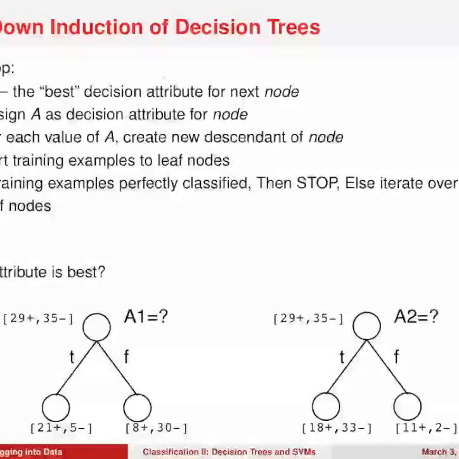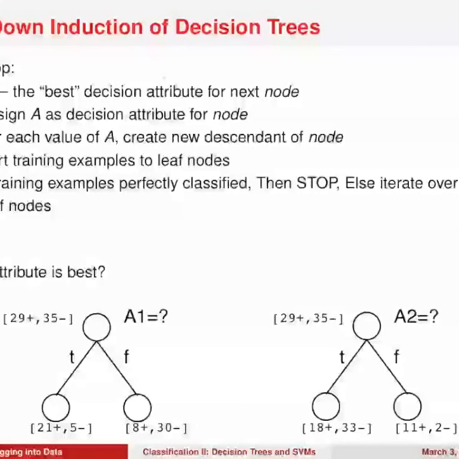So let's say that we have attribute 1 and attribute 2. And we'll annotate each of the nodes with the number of positive and negative labels at the nodes. So attribute 1 can either be true or false. If it's true, you have 21 positive labels and 5 negative labels. If it's false, you have 8 positive labels and 30 negative labels. Is this a better split than splitting on attribute 2? In attribute 2, when it's true, you have 18 positive examples and 33 negative examples. When it's false, you have 11 positive examples and 2 negative examples.